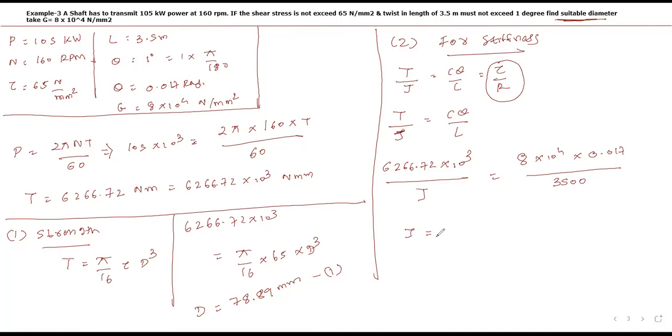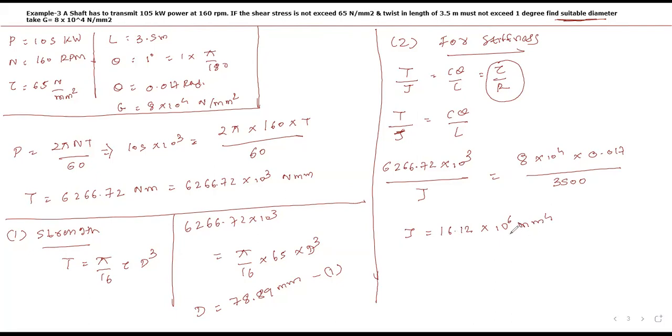I will get a value like this: J equals 16.12 into 10 raised to 6 mm raised to 4. Okay, let me check once more. Okay, no problem. Whatever value you get, let us understand the procedure. Fine.